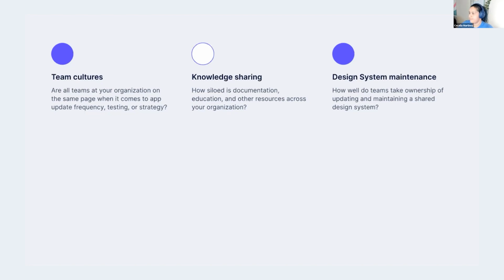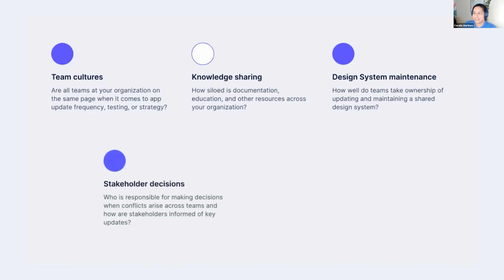Then there's stakeholder decisions. Who is responsible for making decisions when conflicts arise across teams, and how are stakeholders informed of key updates? Again, this is not a technical implementation consideration at all. This is entirely in regard to your organizational structure and how decisions get made. How quickly can decisions get made too? If a bug is introduced or a major update needs to take place, and there is a chain of command that moves more slowly than you would like, understanding that you may need some lead time or trying to increase that velocity to keep up with the development cycle.